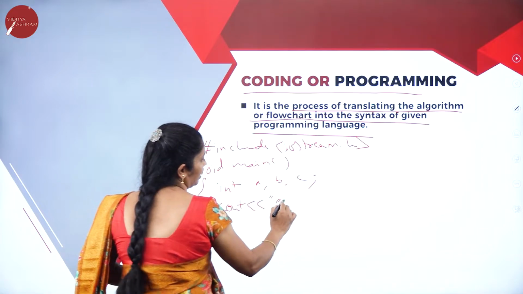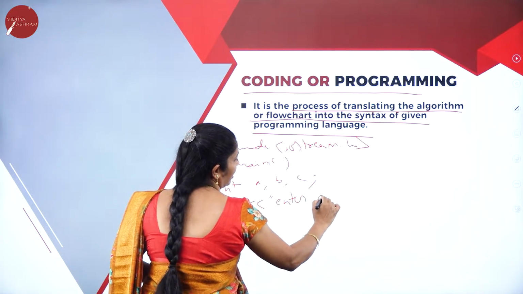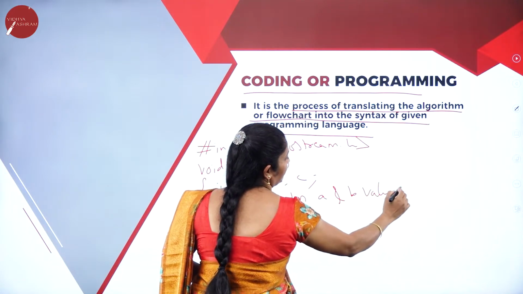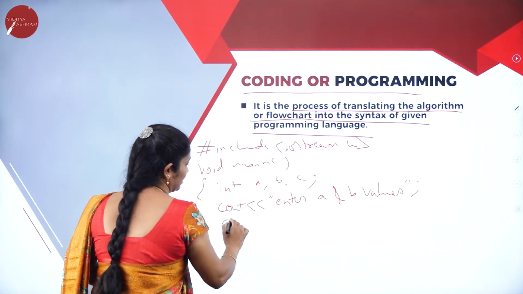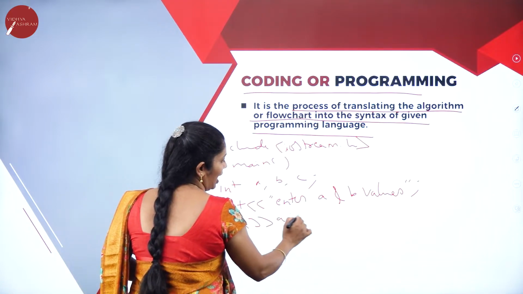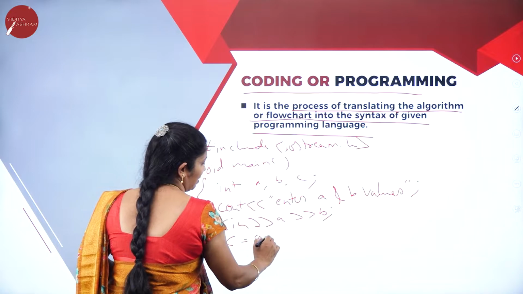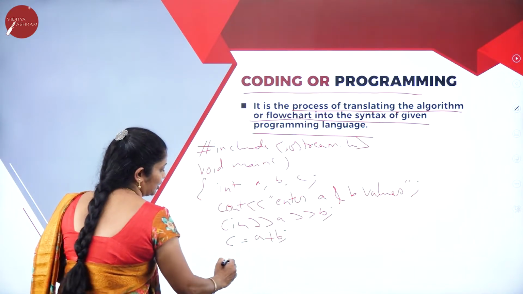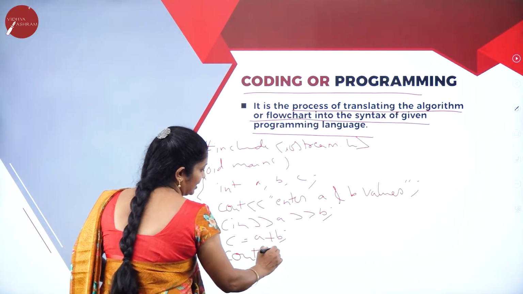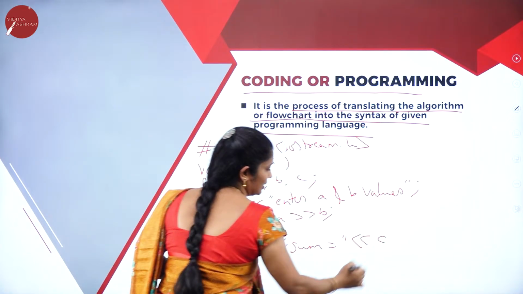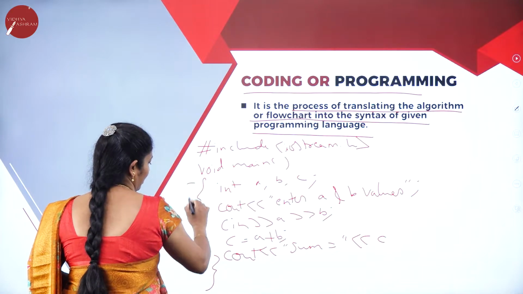Enter A and B values. Then input that value using cin, extraction operator A, extraction operator B. Then calculate that C equals A plus B. Then display the result using cout, insertion operator, sum equals. Display the value C. Then close the main program.